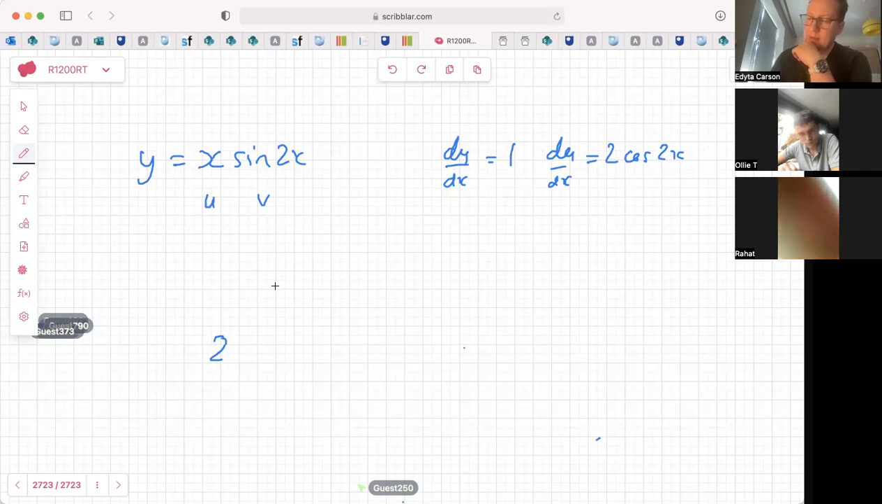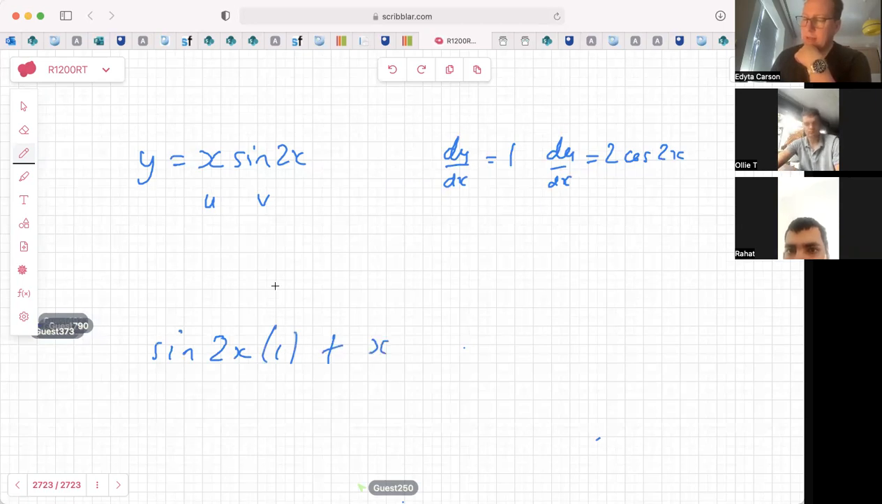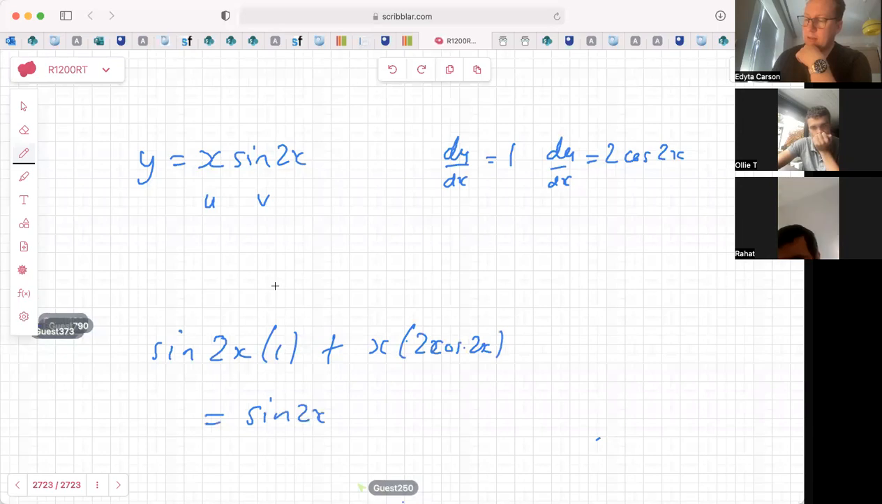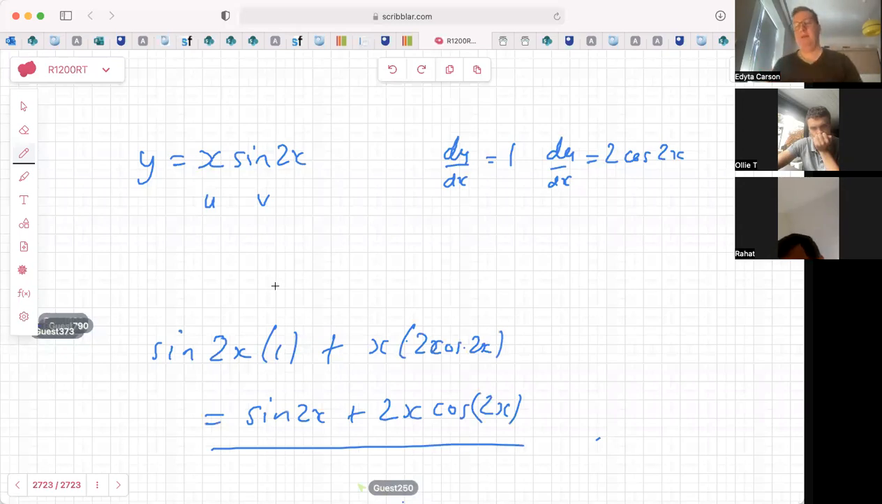Using my system, it'd be the other way around. So v du would be sine 2x times du, which is 1, plus u dv, so x times dv, which is 2 cos 2x. To simplify that a bit, we get sine 2x plus 2x cos 2x. We normally put it in order like that. What you said is right, just the order we write it in is different.